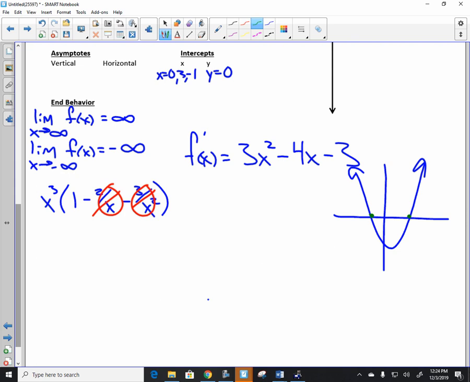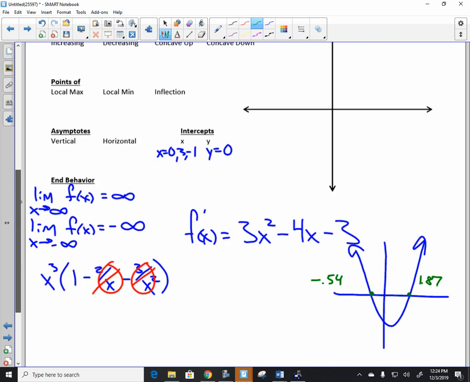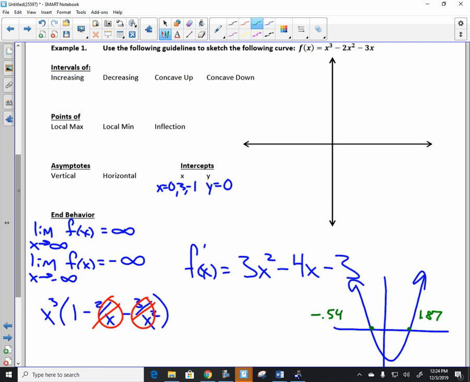Who's got a value for me? So we have 1.87 and negative 0.54. Is that correct? Very good. So what that tells me, my first derivative test, you tell me what I now know given that information. How do I know increasing? Where f prime of x is greater than 0, that would happen from negative infinity to negative 0.54, union with 1.87 to infinity. Excellent. So I know my intervals of increasing. I also know my intervals of decreasing. That'll be from negative 0.54 to 1.87.